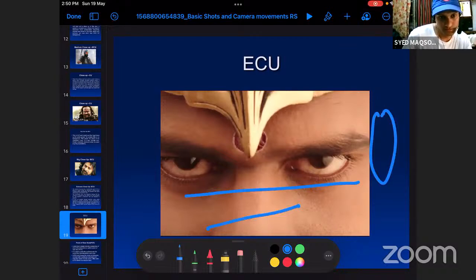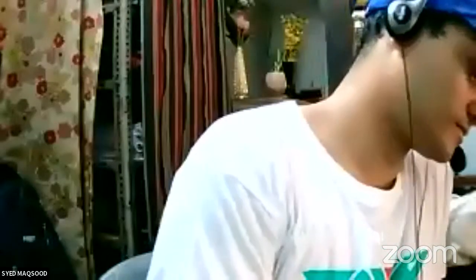Sometimes you want to showcase something very close. For example, if you want to press a thumb impression, while taking the thumb impression you can showcase only the thumb and the impression. That is called an extreme close-up shot. These are based on how you are covering the person from toe to head.